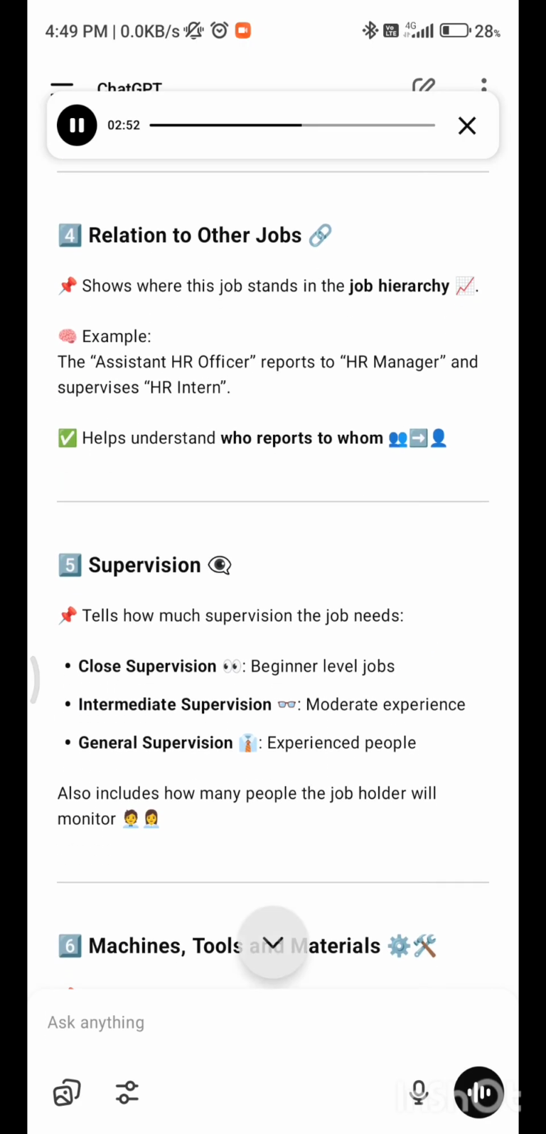4. Relation to other jobs. Shows where this job stands in the job hierarchy. Example, the assistant HR officer reports to HR manager and supervises HR intern. Helps understand who reports to whom.